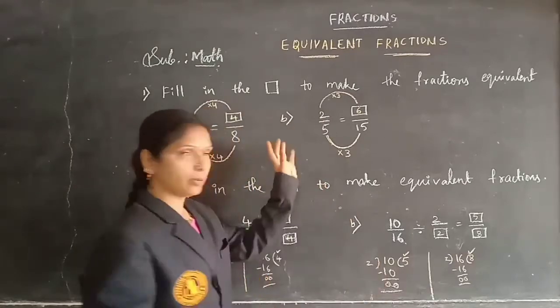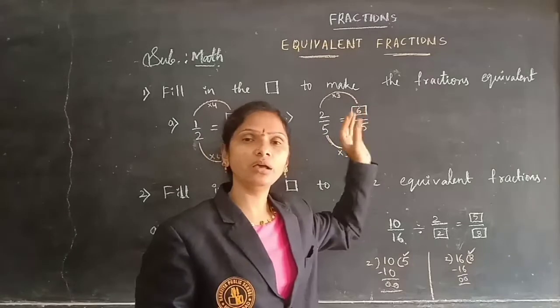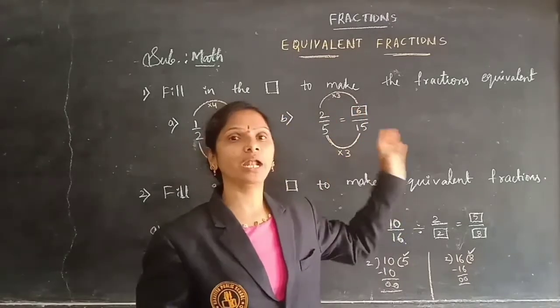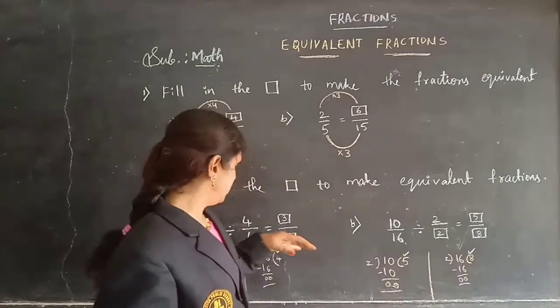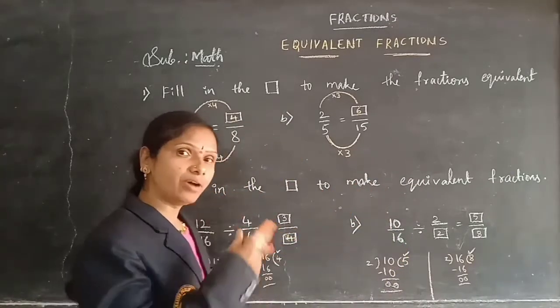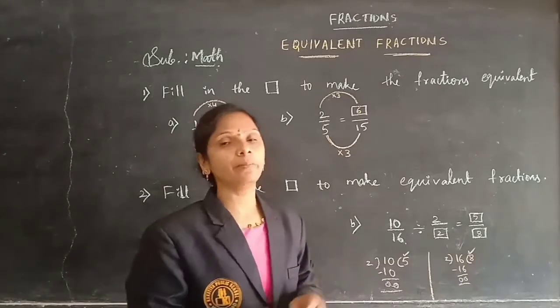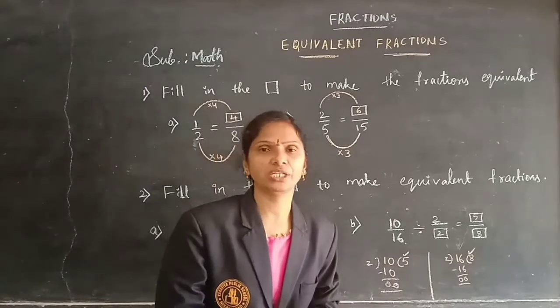So when you are multiplying the numerator by something, you multiply the denominator by the same number also to get the equivalent fraction. Next, when you are dividing the numerator by something, you divide the denominator by the same number also to get the equivalent fractions.